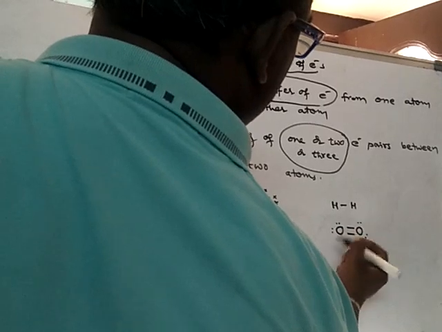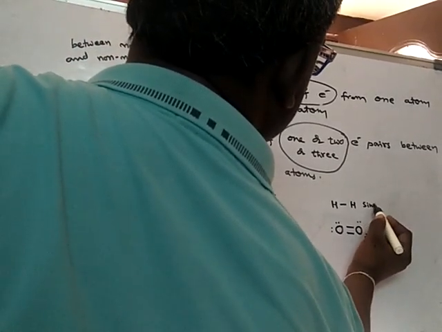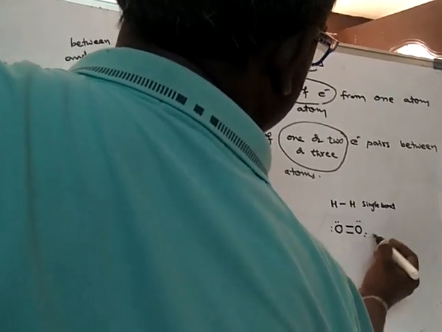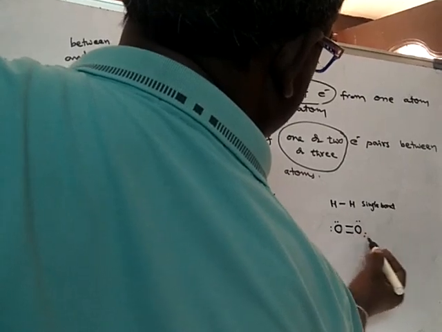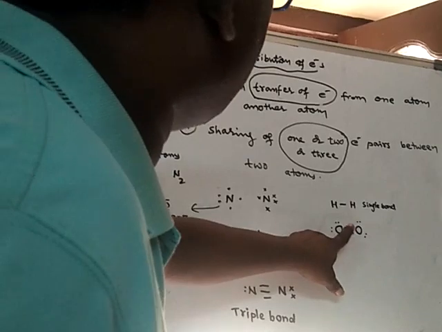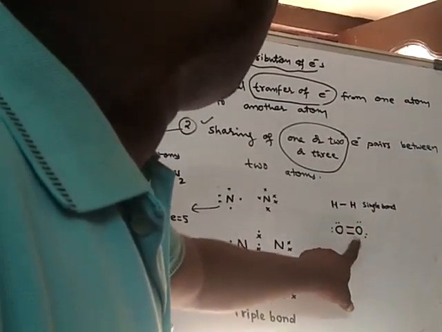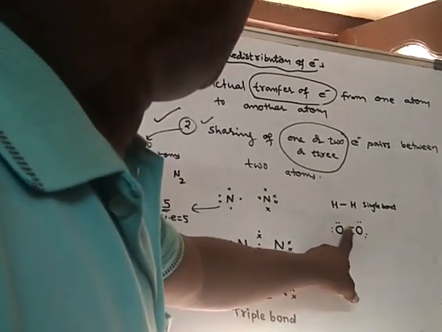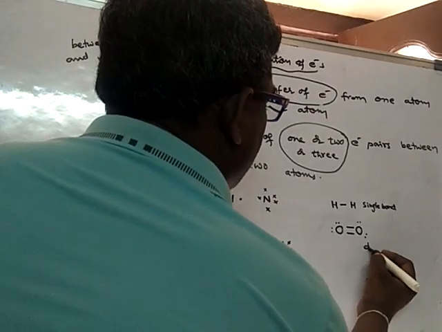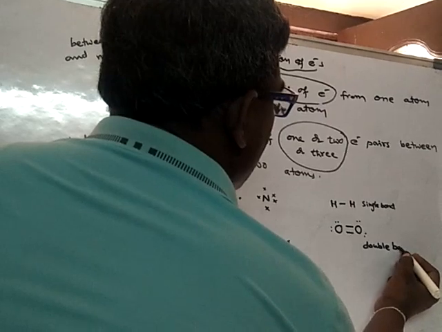Here this bond is said to be a single bond. But here, these two bonds together, we cannot call this a single bond and this a single bond. We cannot call them separately because these two bonds are present between the same atoms. Hence together we have to call them, and that is called a double bond.